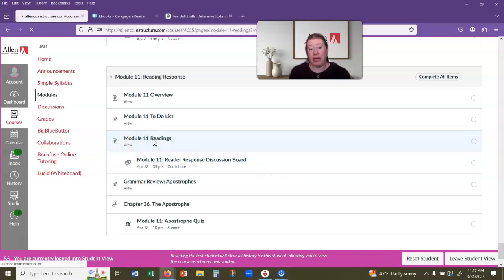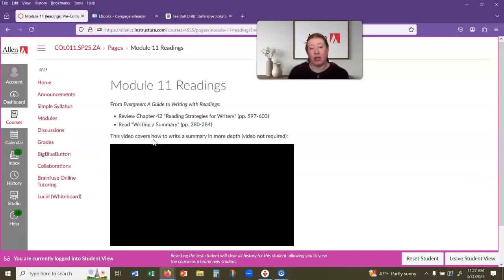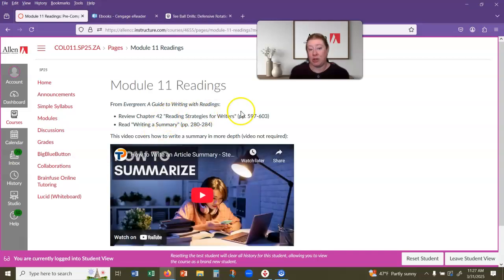So the readings are to take a look at that chapter again. There were reading strategies for writers. Remember, we had those two acronyms, the REAP and the SQ3R strategies that work really well if you're trying to sit down and break down an article so that you can read it a little bit better.